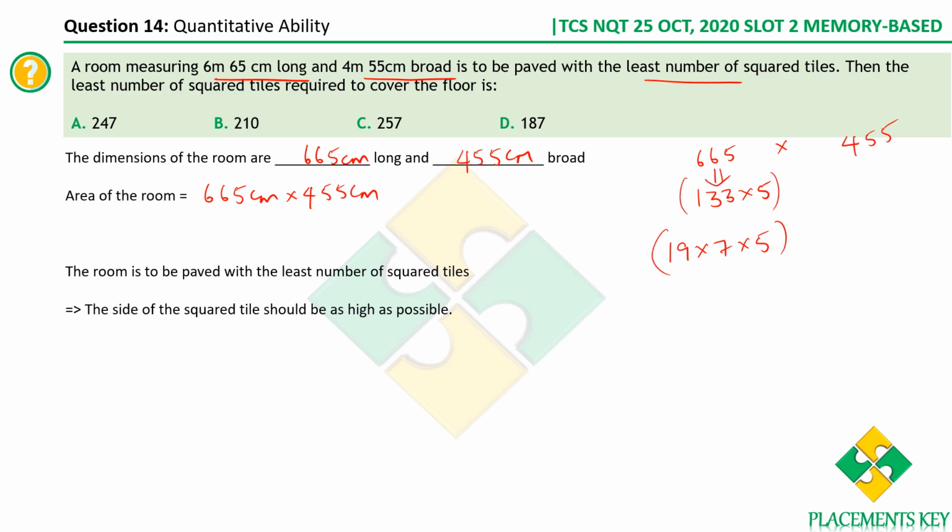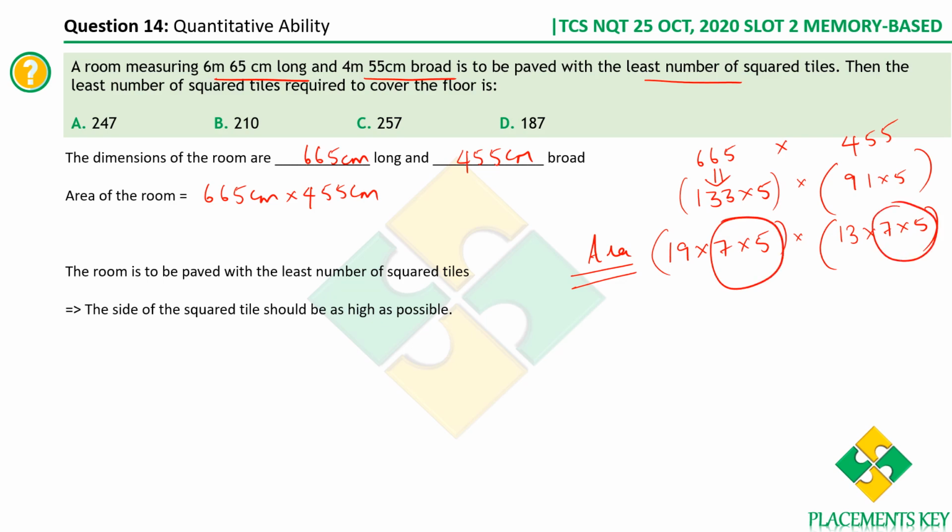Let's also split 455. It can be split as what? 5 9s 45, 5 1s 5. Yeah, 91 into 5, and 91 can be further split as 13 into 7 into 5. Now think about it. This is the area. So what is the maximum possible side of the square? The side of the square can be 7 because we have 7 here, right? It can be 7. It can also be 35. It is 35 into 35. So the dimension of the square at max can be 35.